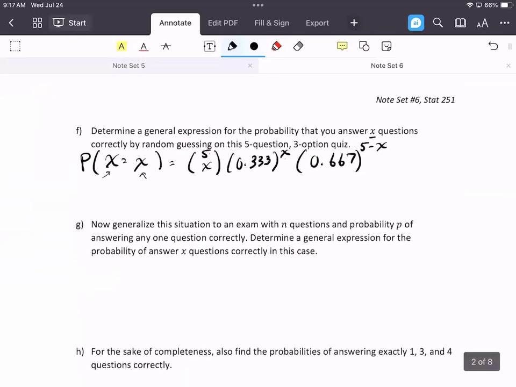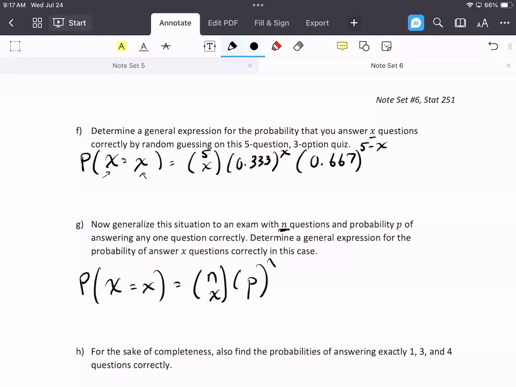But what if I want to generalize the situation to an exam with n questions and a probability p of answering any one question correctly? And we want to now determine the general, in this case, binomial probability distribution. Once again, we're going to choose x correctly, but instead of the 5, we're going to go to n. It's going to be n questions, choose x. Instead of our probability being 1 out of 3, we're going to just change it to p, and we're going to get x correct. You're going to notice those go together.